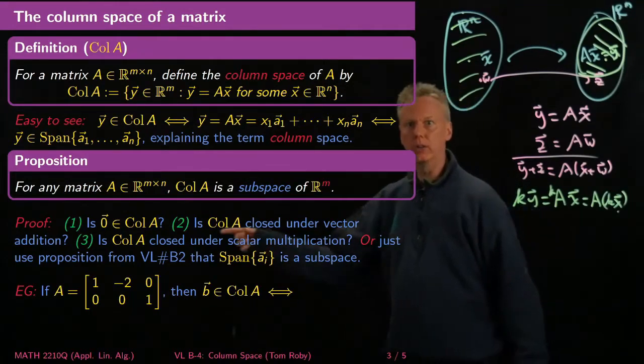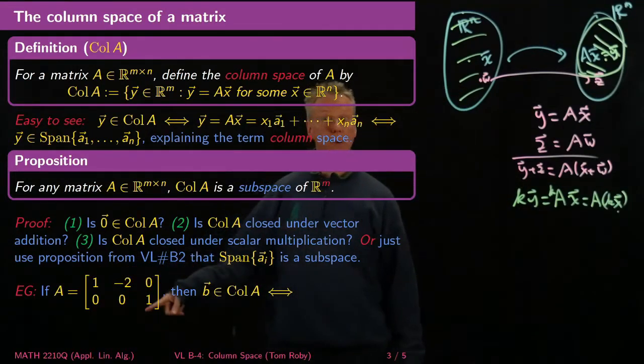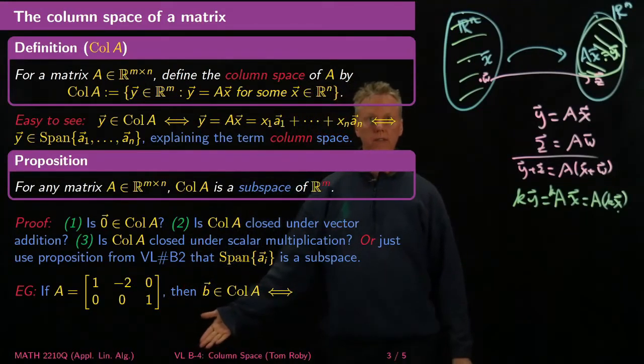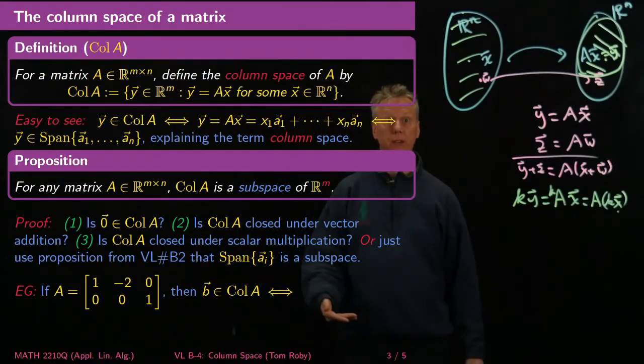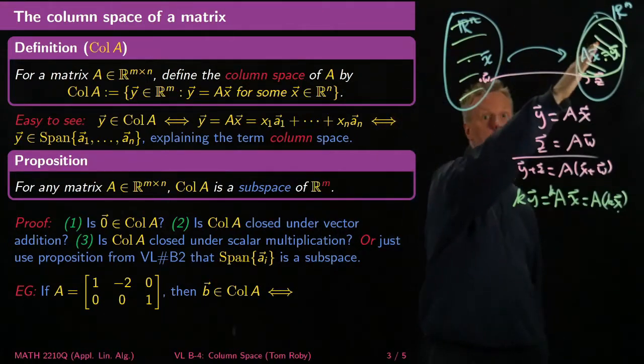And let's just take a quick look at a small example. Suppose I've got this 2 by 3 matrix, right? So it eats vectors in R3. It spits out vectors in R2. So it's going from R3 to R2 in this picture.